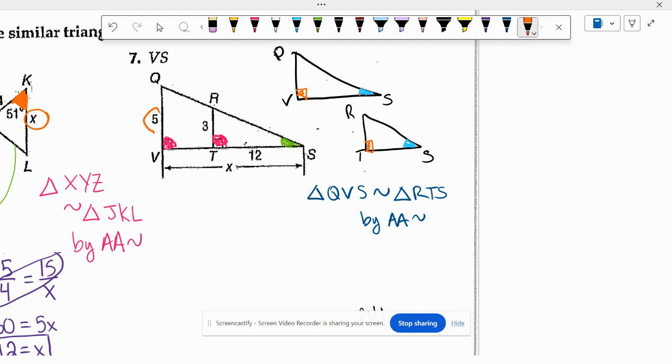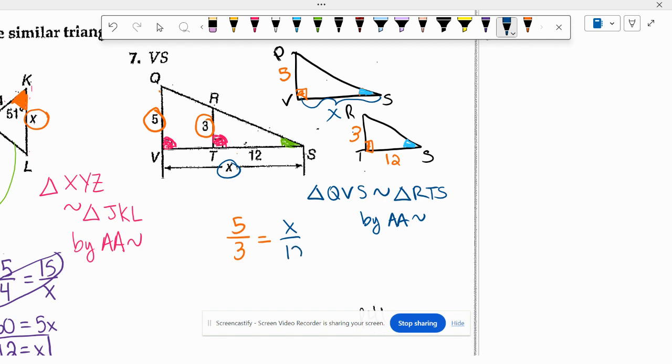So let's see. I know that I have a side of 5 and a side of 3. So 5 is to 3 as, if this is 5, this is 3. TS is 12. What is this measure right here? The VS measure. What is the measure of segment VS? What's it called? X. So that's what we have to set up.